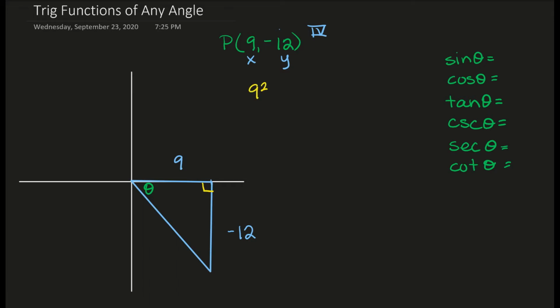So here we'll say 9 squared plus -12 squared. This will give us our hypotenuse. So here we have 81 plus 144 is the hypotenuse squared. 81 plus 144 is 225. And the square root of 225 is 15.